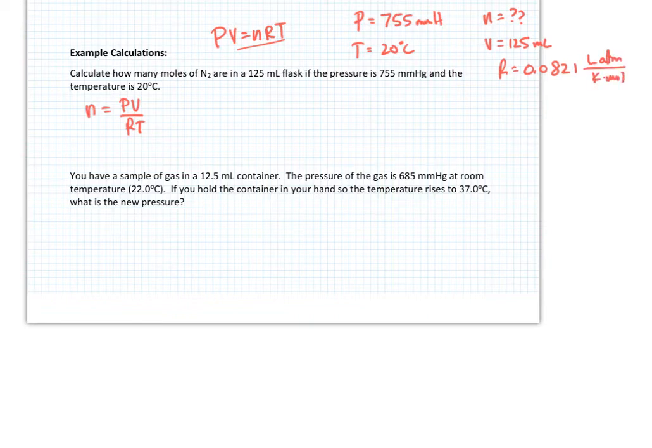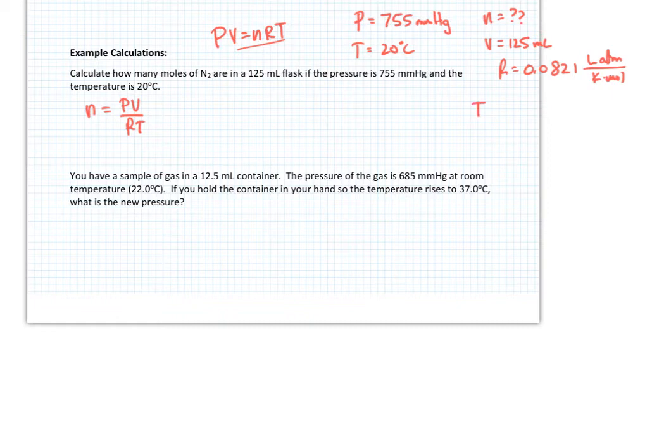I would not call this a trick problem, but we do need to remember each of these units needs to be consistent with R. So volume is going to need to be converted into liters, pressure is going to need to be converted into atmospheres, and temperature is going to need to be converted into Kelvin. And I'm seeing that this should be millimeters of mercury. All right, so let's just do that one at a time.